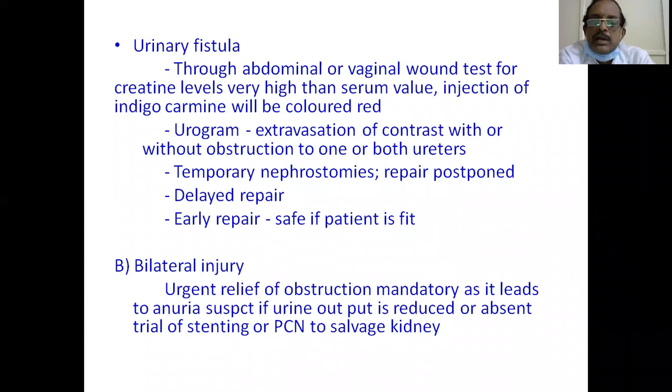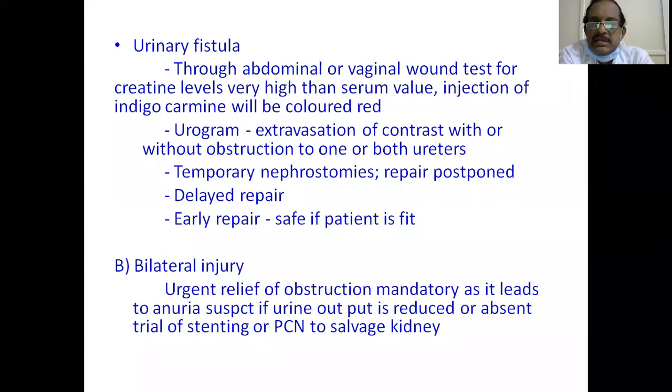And then you do an intravenous urogram. You find extravasation of the contrast with or without obstruction to one or both ureters. There is some urinary leak, and that urine leak suggests that the kidney is functioning. Otherwise, it will not be secreting urine. And you do a temporary percutaneous nephrostomy, and do the definitive repair later or delayed. Early repair if the patient is fit and it's only something like deligation.